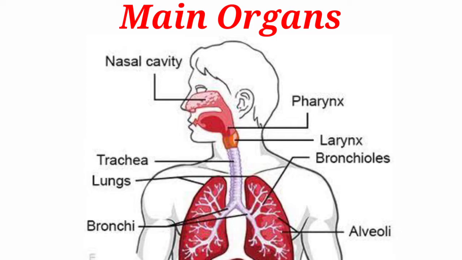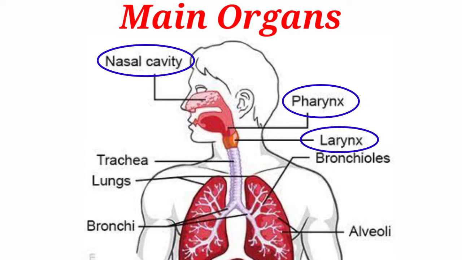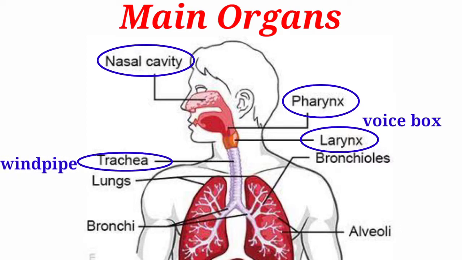The main organs are the nasal cavity, which is simply the inside of your nose. The pharynx is the part of the throat behind the mouth and nasal cavity. The larynx, also known as the voice box, is an organ at the top of the neck involved in breathing. The windpipe is also known as the trachea.